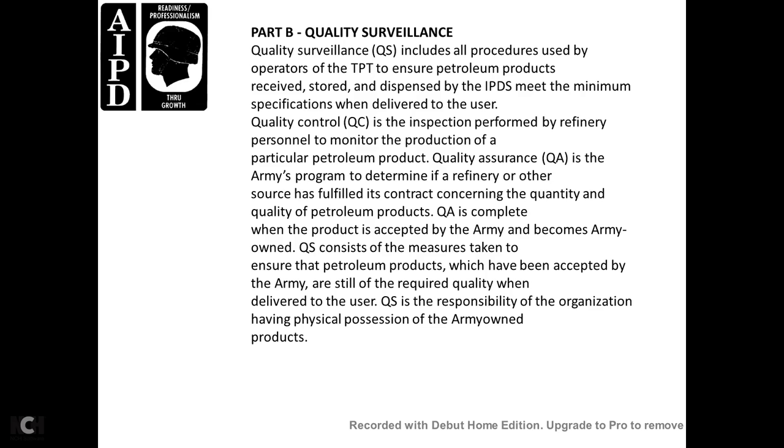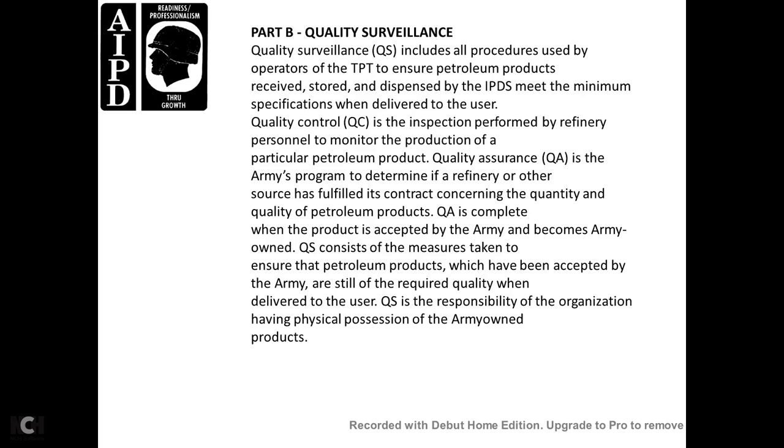For quality control, inspection is performed with refinery personnel to monitor the production of particular petroleum products, with the Army quality assurance program determining whether the refinery or other source fulfills the contract concerning the quantity and quality of the petroleum product. The quality assurance is complete when the product is accepted by the Army. It becomes Army owned.